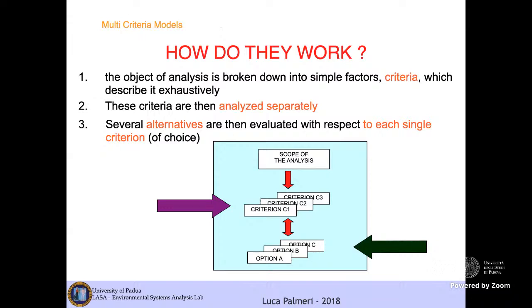So we start from the scope of analysis. From the scope of analysis, we define a set of criteria, criterion C1, criterion C2, criterion C3, and then we compare the different alternatives, option A, option B, and option C, against these criteria.